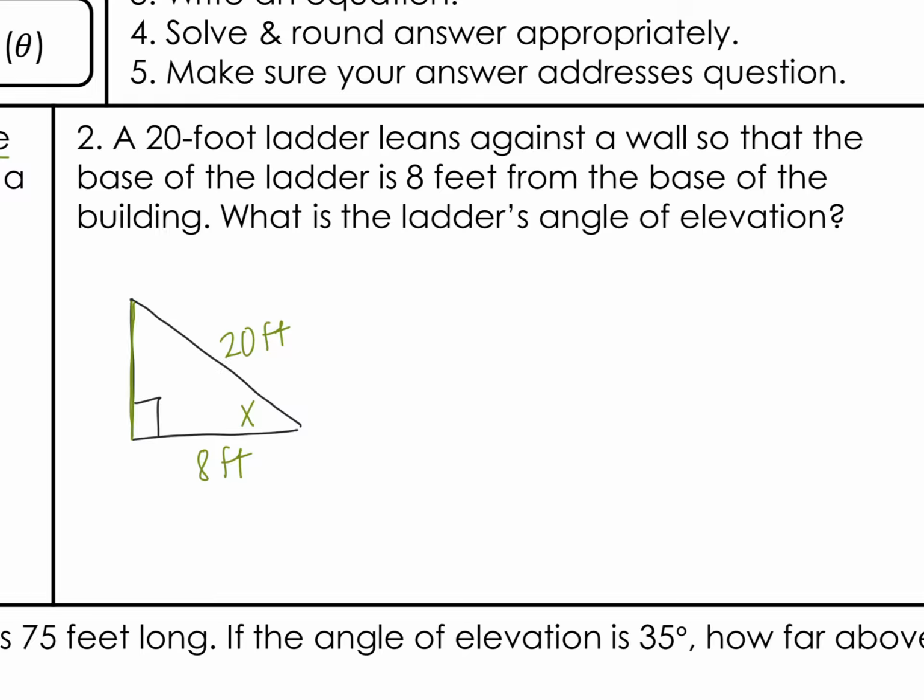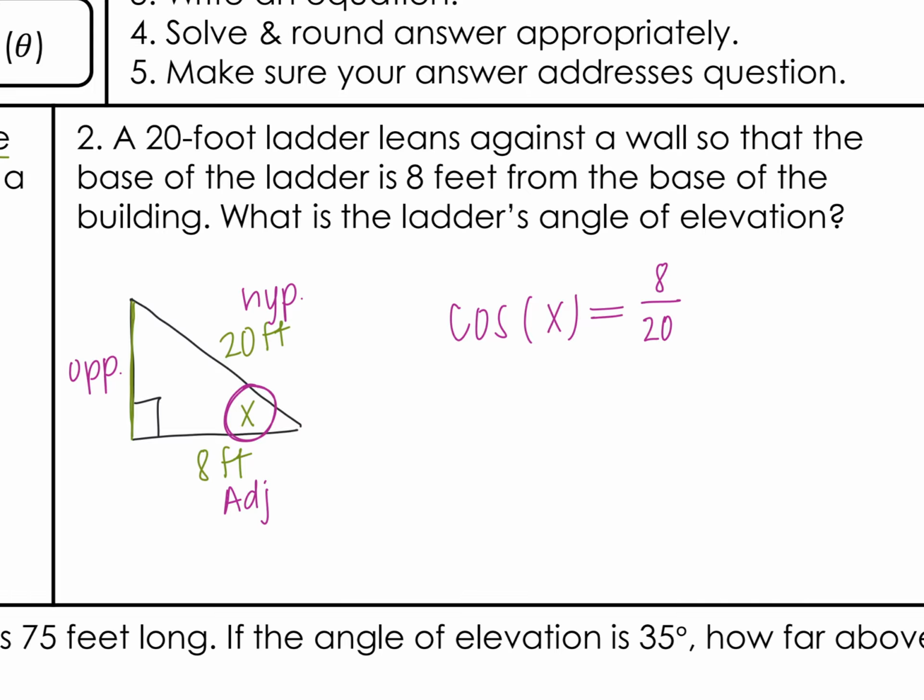So now we can go ahead and start solving. I'm going to mark my angle, I'll label my opposite, my hypotenuse, and my adjacent. From there, I notice that I do not have my opposite. So looking at that SOHCAHTOA, that's going to be my cosine. And so I'll have cosine of my angle, that x, is equal to the adjacent, so 8, over my hypotenuse, 20.